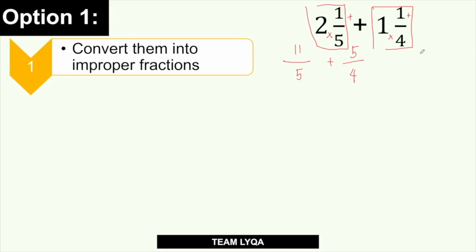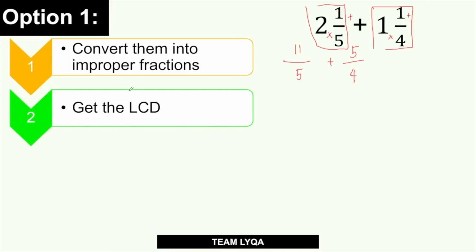Next step is, you have to get the LCD, or least common denominator. So, again, look at 5 and 4. Ano yung least common denominator nila? Okay? Ang 5 hindi pwede, ang 10 hindi rin pwede. So, what you could do would be, i-multiply mo sila. So, 5 times 4 is 20. Well, that is a good LCD. So, you can start with that na lang. So, over 20. Gagawin mo siyang over 20 pareho.